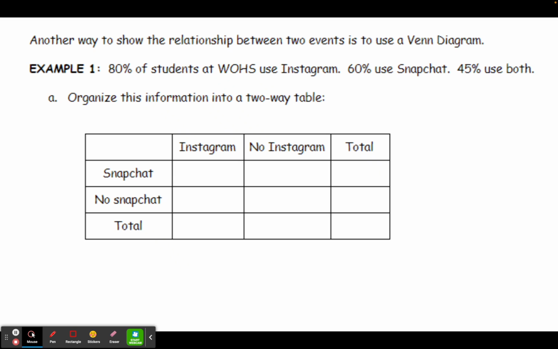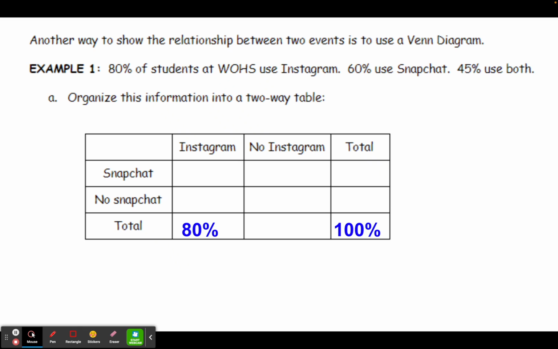Now, one thing you might notice right away is that if you add those percentages together, 80, 60, and 45, you get more than 100%. However, we know that the total for the table should be exactly 100%. So let's look at why those probabilities make more than 100%. The 80% of students in West Ottawa High School that use Instagram represents the total percent that use Instagram. So that 80% would actually go at the bottom of the Instagram column.